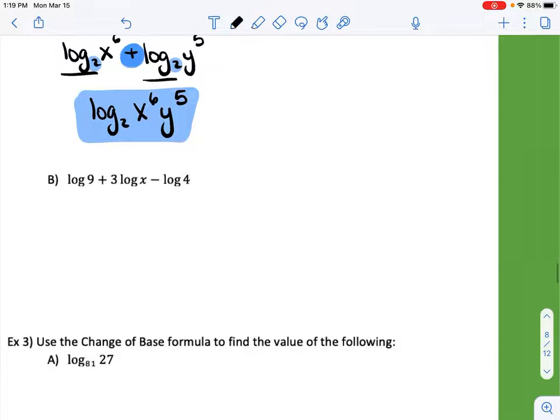Now, I did briefly mention this earlier. If there is no small base number like we have here, just a plain old logarithm is actually equivalent to log base 10. Just keep that in mind.